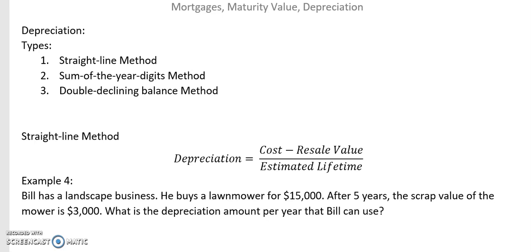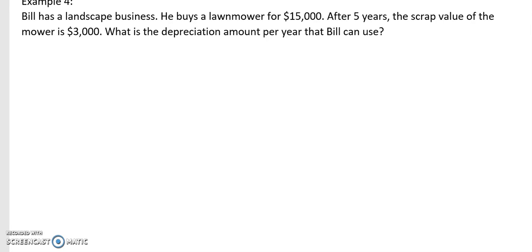So the depreciation using the straight line method is the cost minus the resale value divided by the estimated lifetime. So we need to calculate all the cost, resale value, and estimated lifetime. Using that, we can calculate the depreciation. And let's do some examples. So here, the cost is going to be equal to 15,000. The resale value, the scrap value, is going to be $3,000 after 5 years.